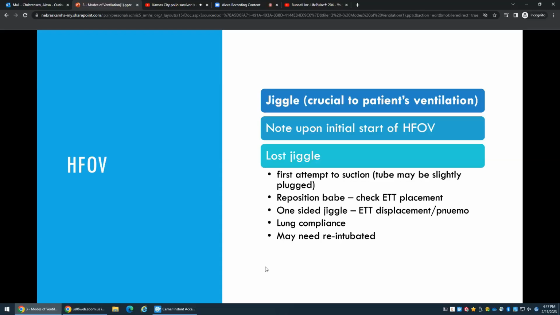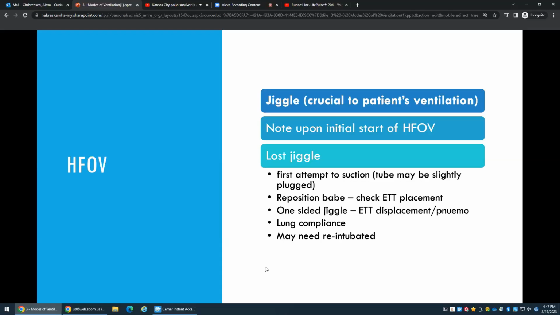Maybe your ET tube placement is a little bit off. Maybe we're a little bit high. Maybe we're a little bit deep. If you have a one-sided jiggle, your ET tube could be displaced, again, high or low. You could have a pneumo.